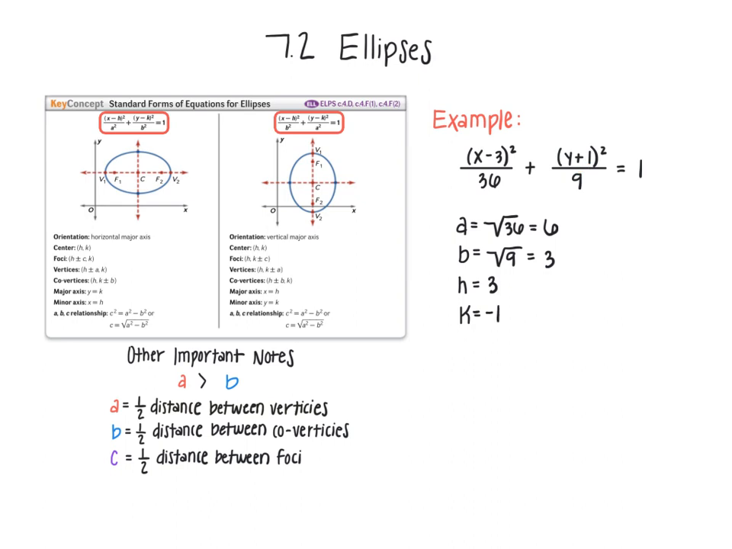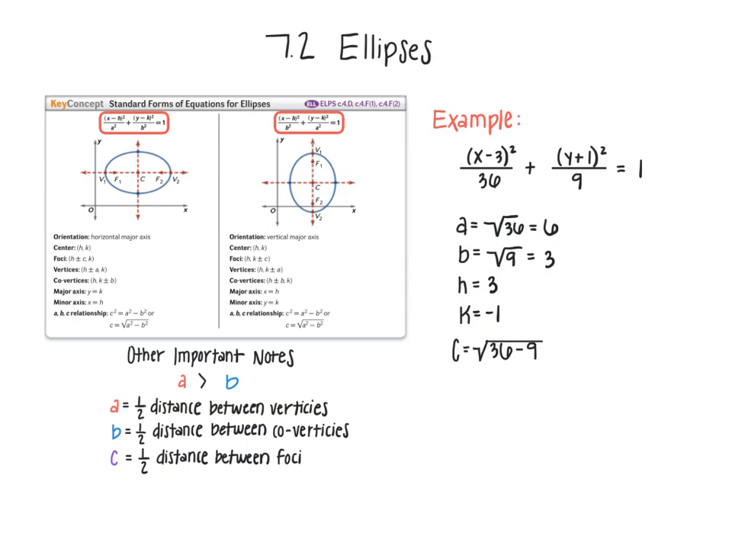If we also take a look at our chart, there's one more variable, the letter C, and we can find that using the information we've collected because we know that there's a relationship between C, A, and B, where C is equal to the square root of A squared minus B squared. So let's go ahead and do that. C equals the square root of 36, because that's what A squared is, minus 9.